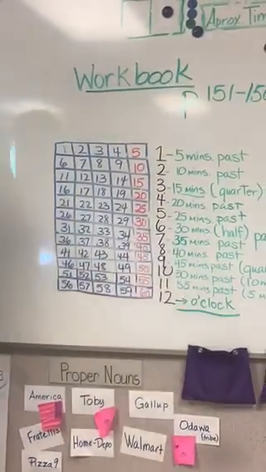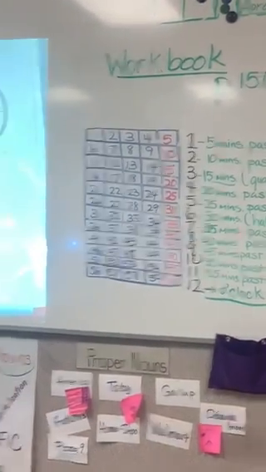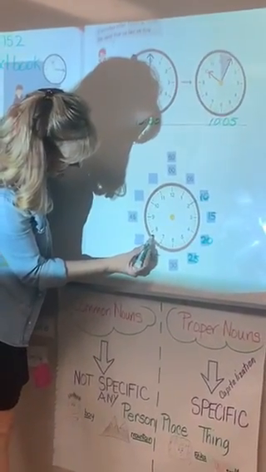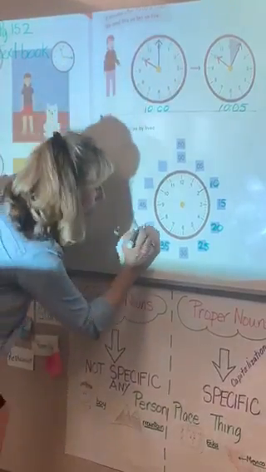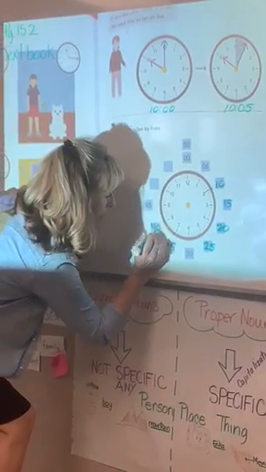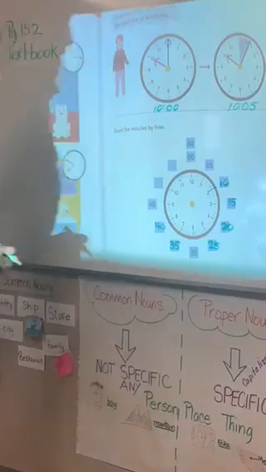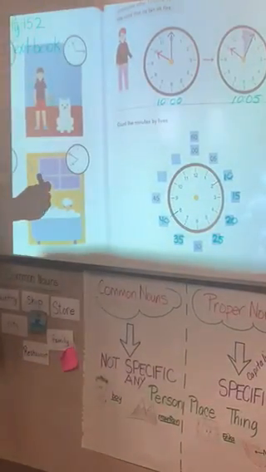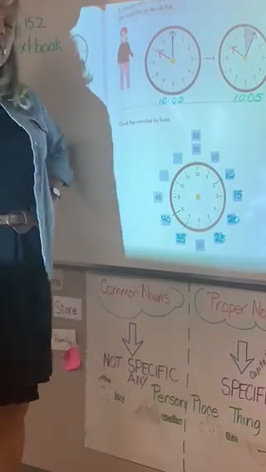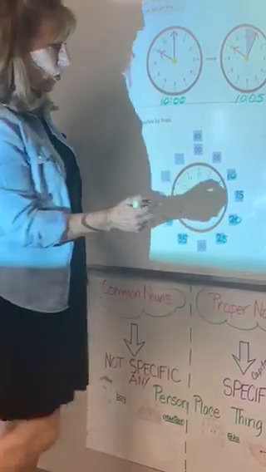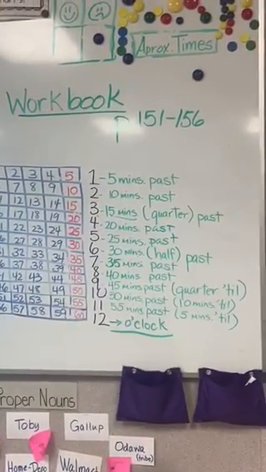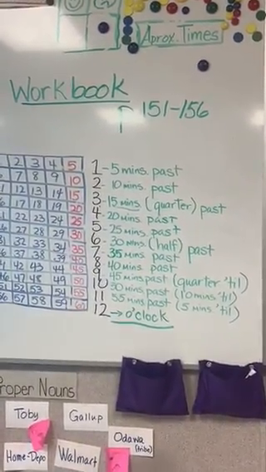How about the 8? 40 minutes past. Let's double check and count. 35, 36, 37, 38, 39, 40. 40 minutes past. Okay? 40 minutes past right there on the 8. Okay, now it's another tricky one. The 45 on the 9. 9 is 45 minutes past the hour.